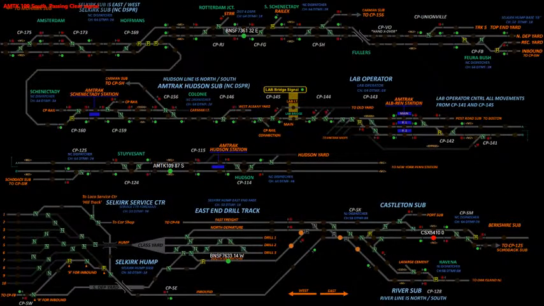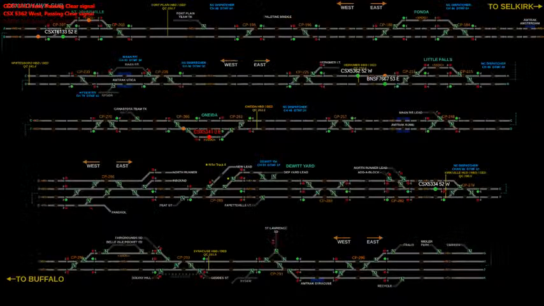Clear to depart Rail X. I'm gonna bring you in on track 1 at FG. And then we'll take that track 1 all the way back to Syracuse. And see just better out.